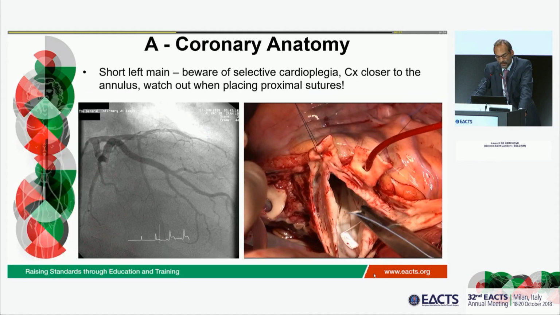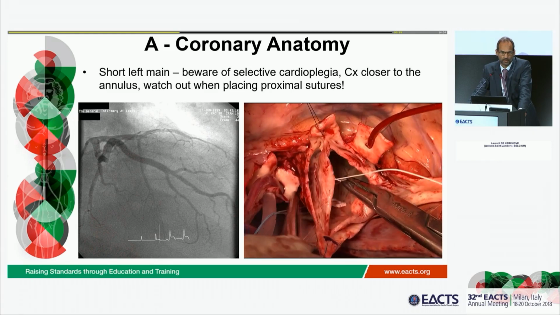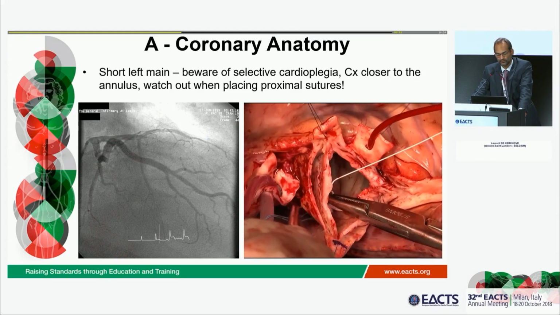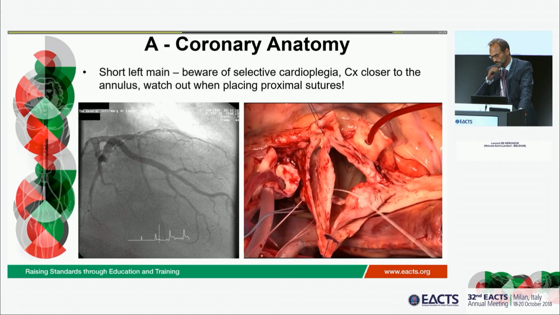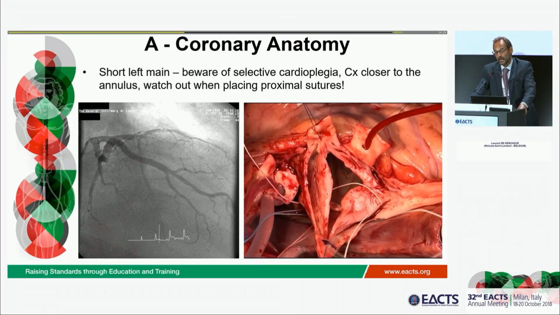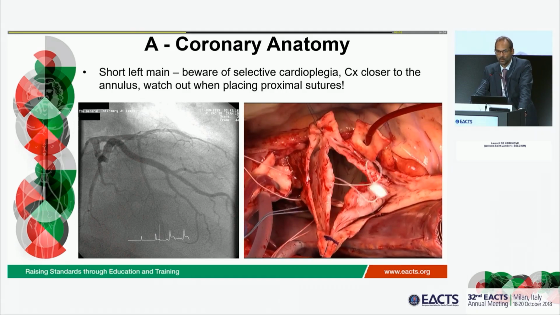Now, in short left main, be careful because you may do selective cardioplegia during the antegrade procedure if you push your probe too far away. And also, the circumflex can have early departure and can be close to the annulus. And then when you put your proximal suture line, you have to watch out to avoid catching the circumflex artery.